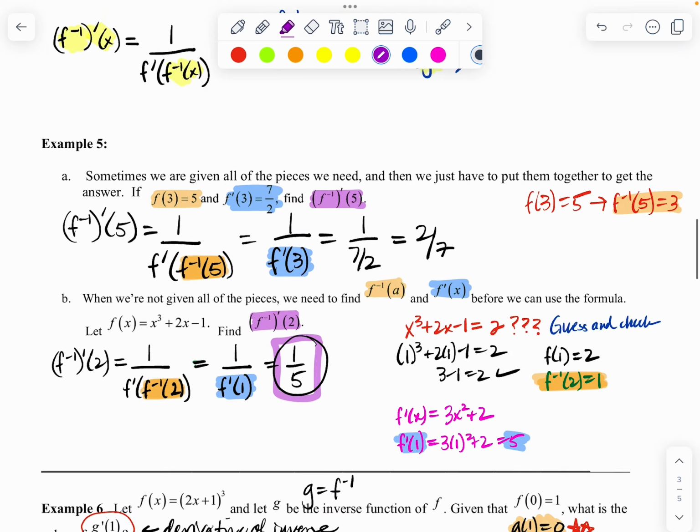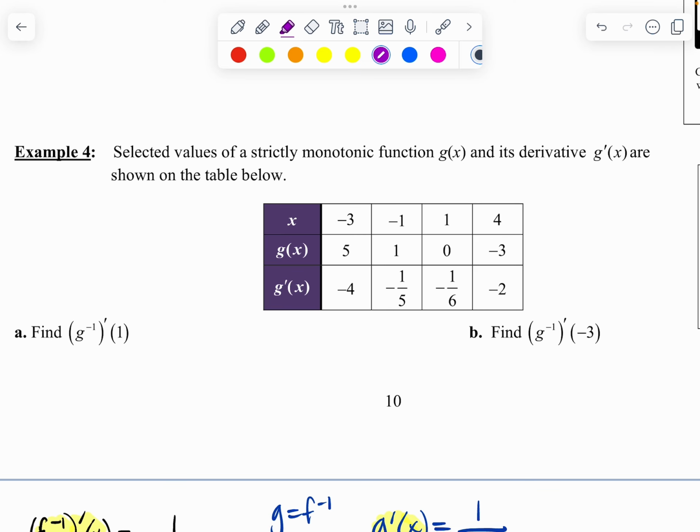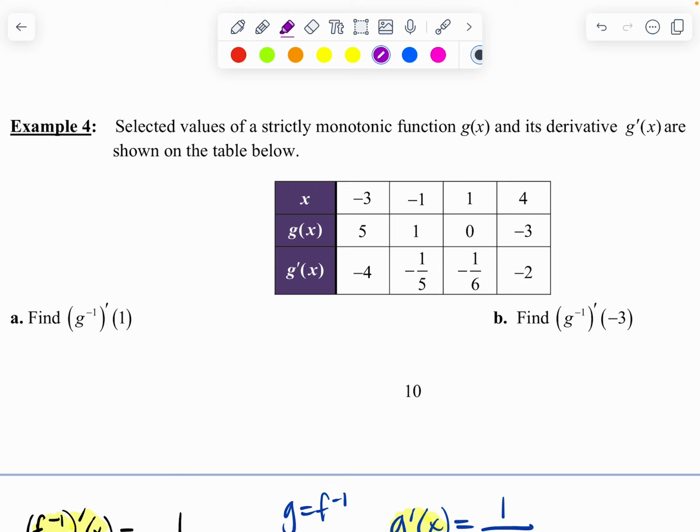All right, let's back up to doing this with a table of values. Okay, so we have selected values of a strictly monotonic function g of x and its derivative g prime shown in the table. Monotonic just means it's either always increasing or always decreasing. It never changes direction. This is wanting us to find, for part A, the derivative of the inverse of g at 1. So let's use our formula. G inverse prime of 1 is 1 over g prime of g inverse of 1.